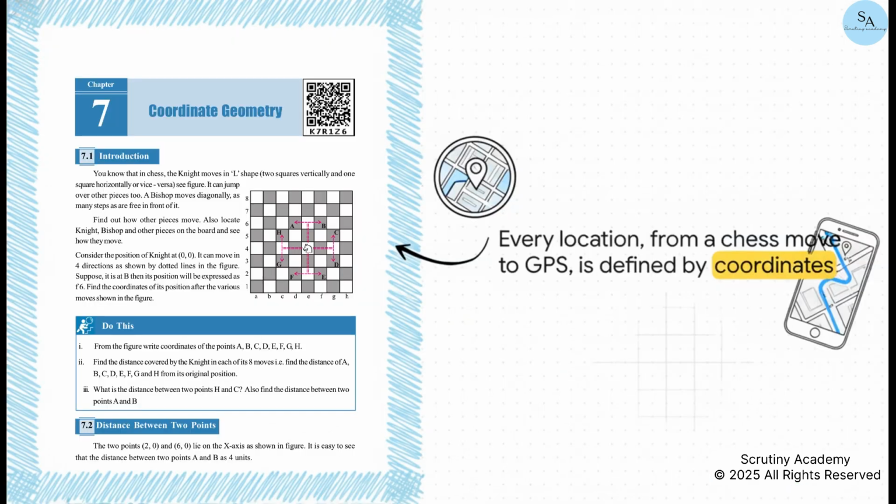Just look at this. A chessboard, right? But it's so much more. It's a coordinate plane. Every single move, the knight, the bishop, is just a change in coordinates. This is the language of location. It's literally what powers Google Maps to get you to your friend's house and what lets game designers build entire worlds. Today, you're going to become fluent in this language.